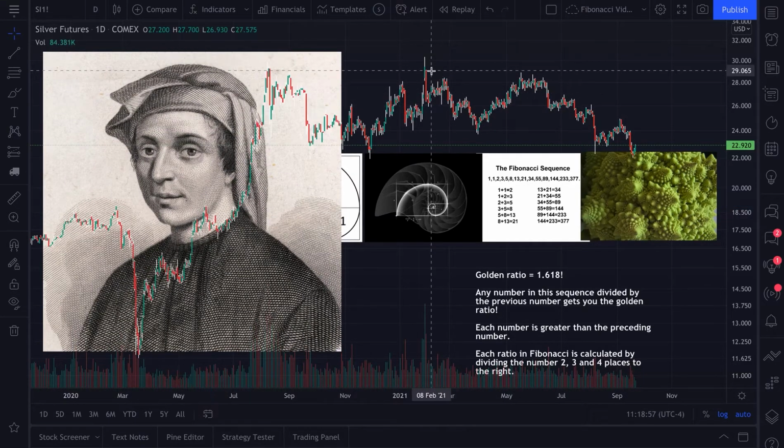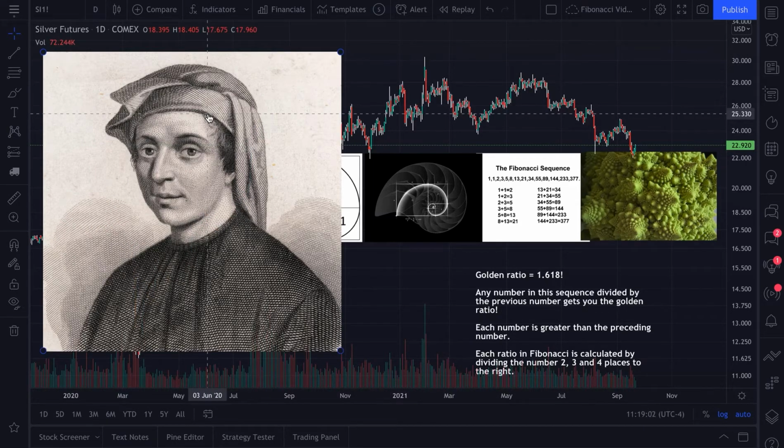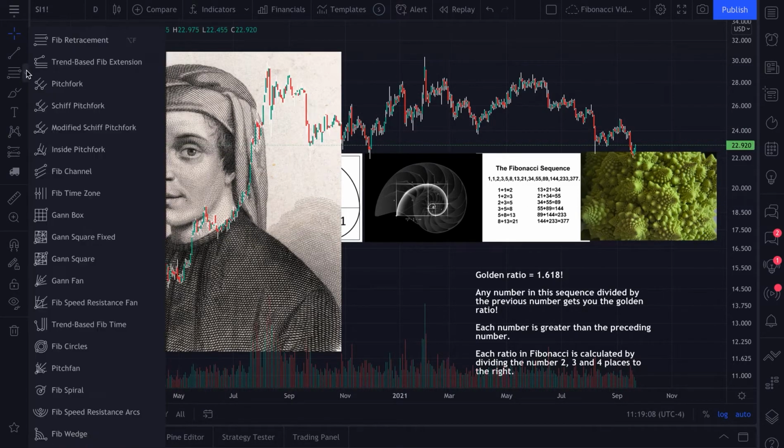This is not some magical formula that will always guarantee a winning trade. It's more about here's how to use the tools on TradingView, and here's the inspiration for the tools and how they were developed. How did we get to Fib circles?